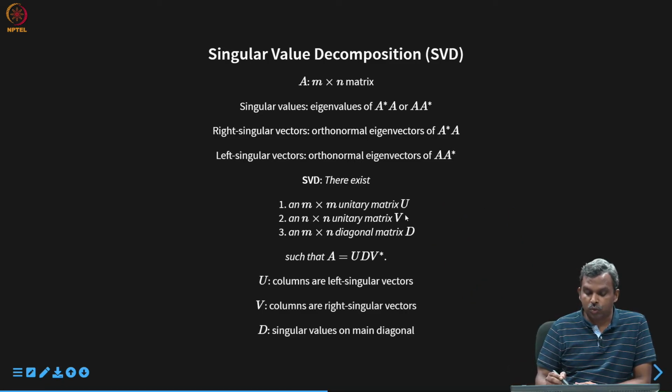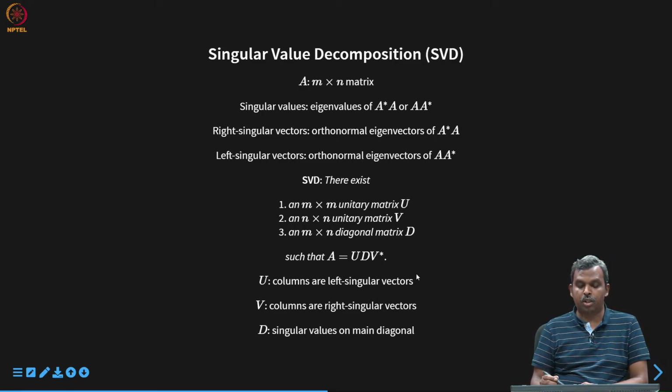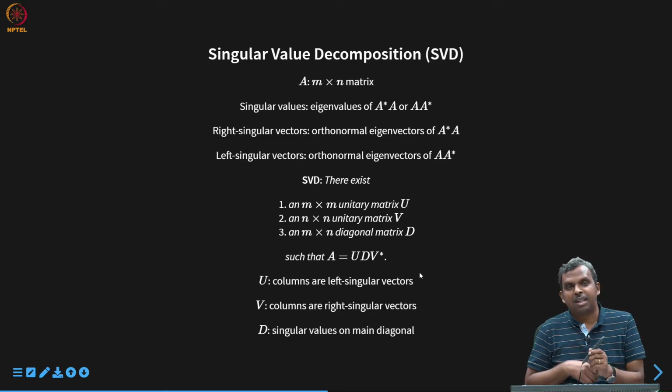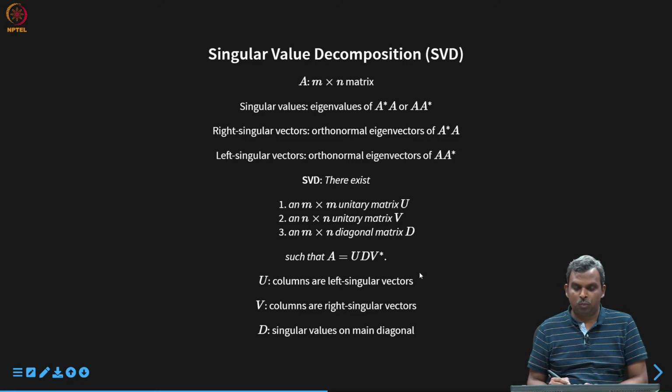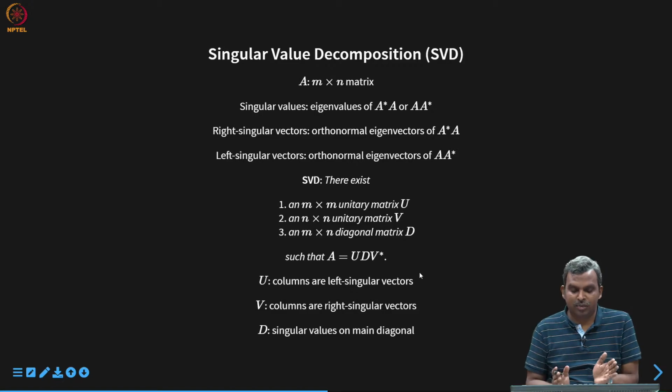So once again, what are these U, V and D? For U, the columns are left singular vectors. For V, the columns are the right singular vectors, and D has the singular values of A on the main diagonal. Okay, so this also is an important result. So you have the existence of these three, and how do you find them? D simply needs the singular values, V needs the right singular vectors, and U needs the left singular vectors. That's it. Simple enough in a way, and you get the answer you want. Okay, so this is SVD in terms of matrices.